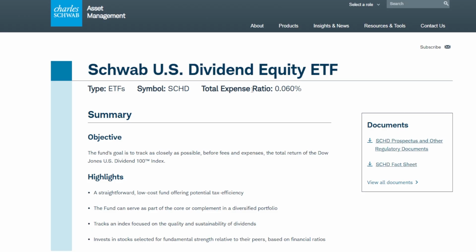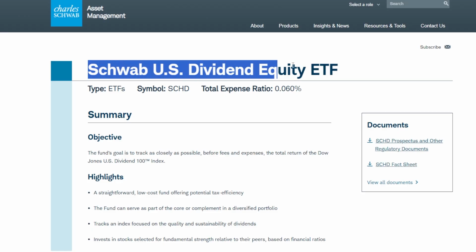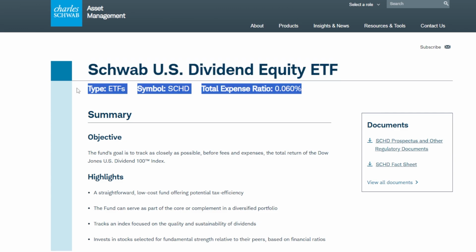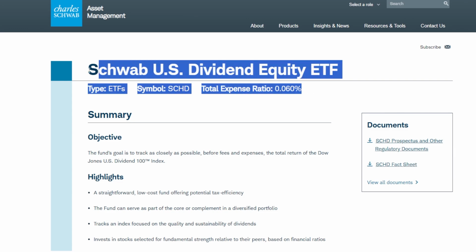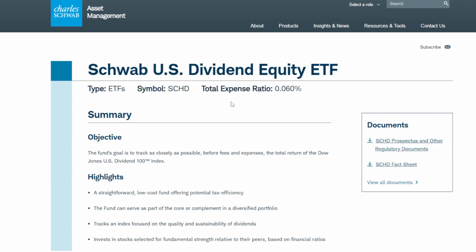Now, just to go over some of the basics, the Schwab US Dividend Equity ETF is an exchange traded fund that's been trading in the market for around 13 or so years. The ETF has a total expense ratio, which is basically how much you have to pay on a yearly basis to hold on to SCHD, and it's just 0.06%, making it one of the cheapest expense ratios across the entire market, similar to index funds that Vanguard offers.